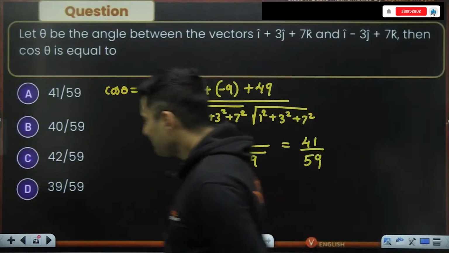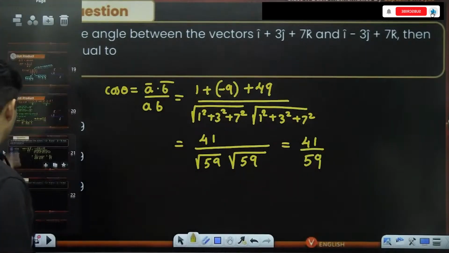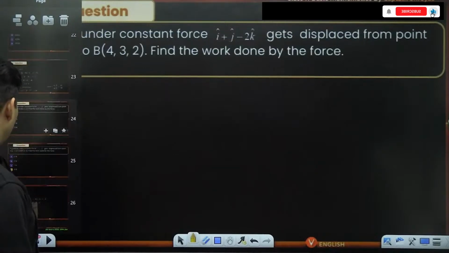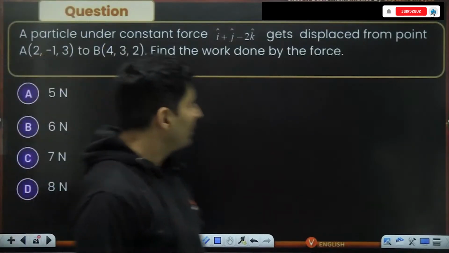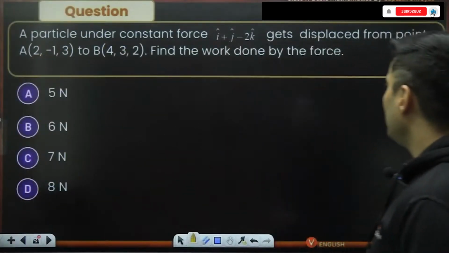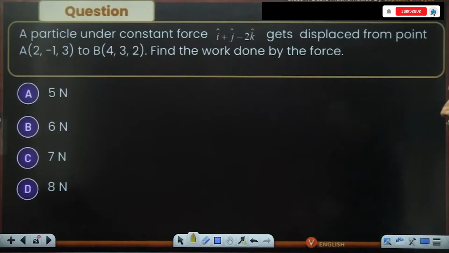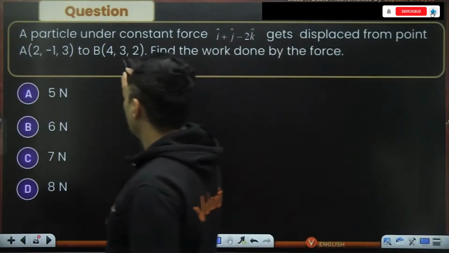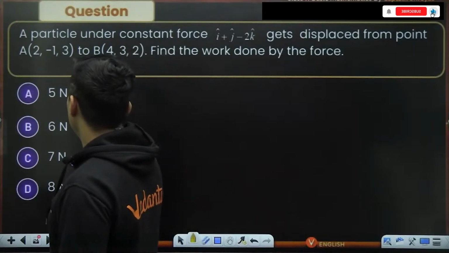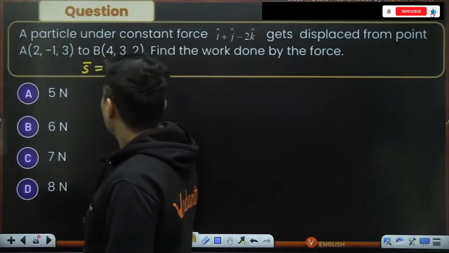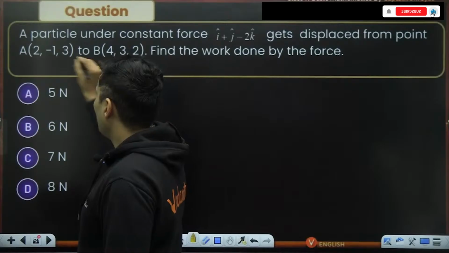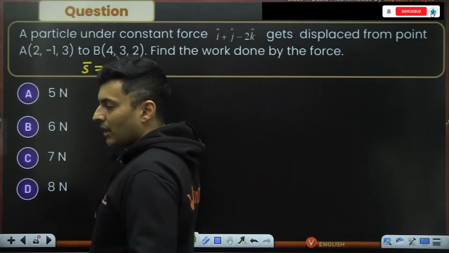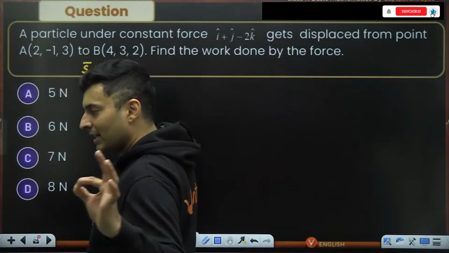Correct. So moving on to the next question, my dear warriors. A particle under the constant force i + j - 2k gets displaced from one point to the other. Find the work done by it. If you go from this point to this point, the displacement will be, remember, always take final coordinate minus initial coordinate, with respective i cap, j cap and k cap.